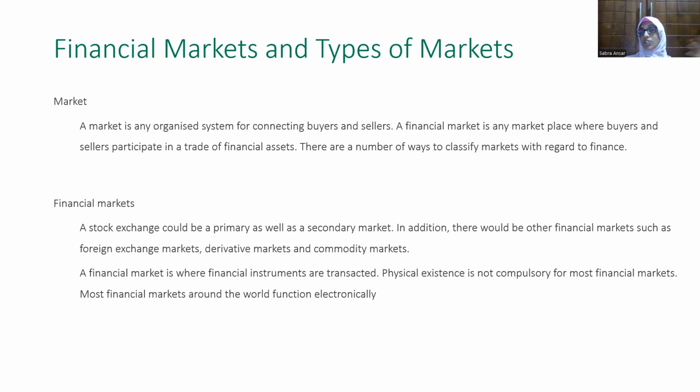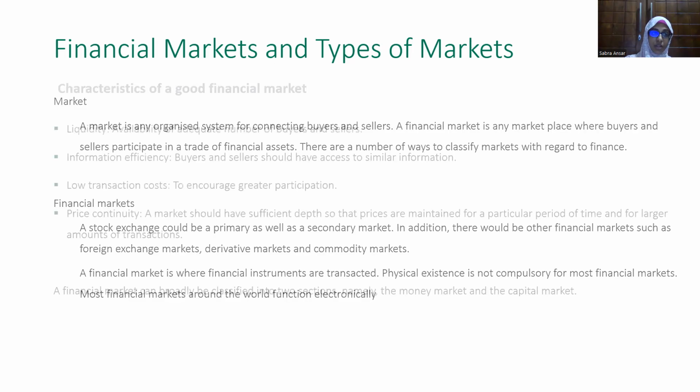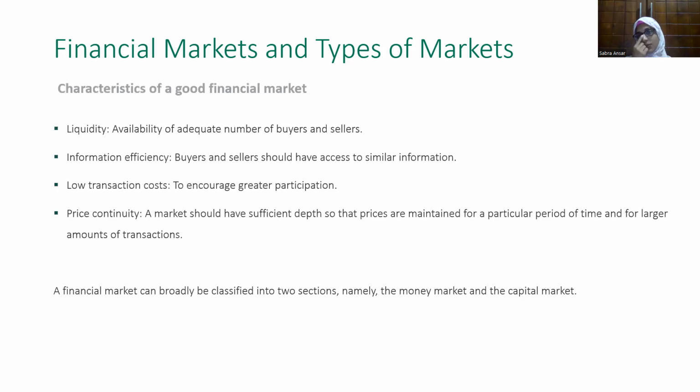That's why things such as Eurobonds are introduced, where you sell bonds in a different country using that country's regulation as well, because everything in the world now functions electronically. Now, because we were talking about financial markets, we are going to look at the characteristics of a good financial market.